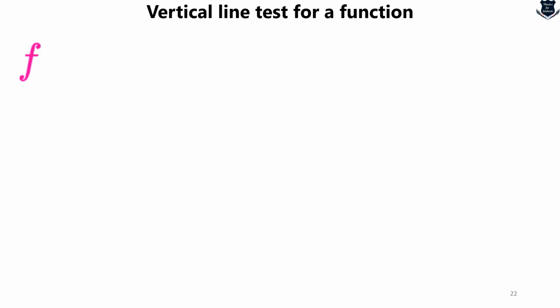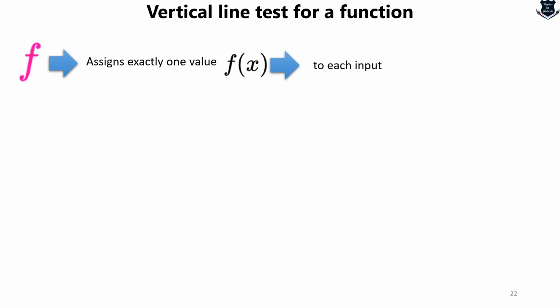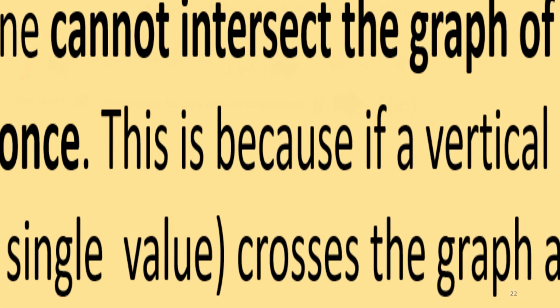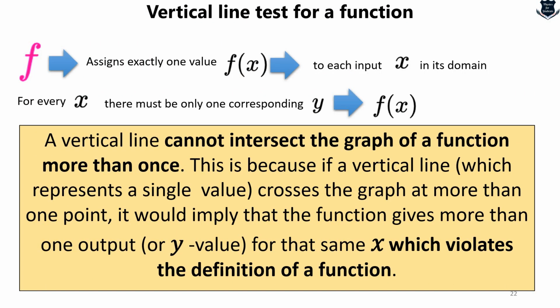For example, a function f can only have one value f of x for each x in its domain. Let me put it in another way: to each input x, for every x there must be only one corresponding y which is relating to f of x. I will try to put it in a nice easy language. Here it is. A vertical line cannot intersect the graph of a function more than once.